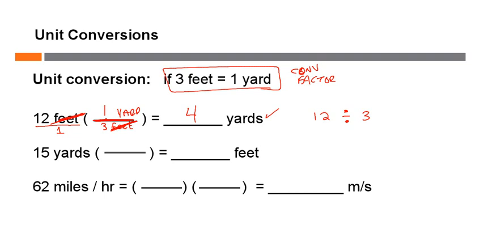If I do this second one here, I'm trying to go the other direction. Yards into feet. So I've got yards on top. I need to put the yards on the bottom. And then yards on top will cancel the yards on the bottom. I put the 3 feet on top. And since the 3 is on top, now I'm looking at a multiplication problem. 15 times 3 would be 45.